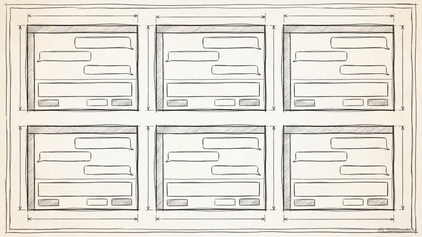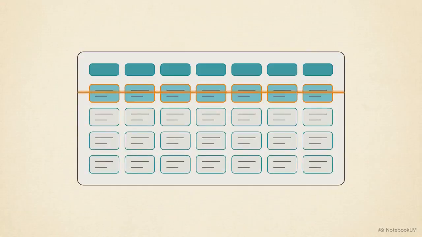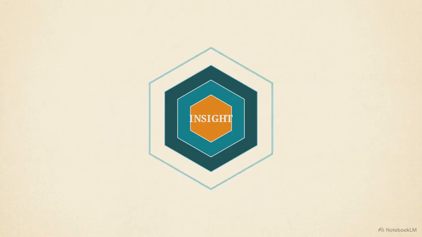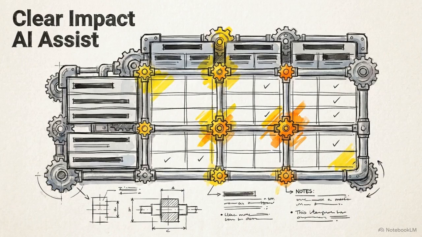Step 1 is choosing your engine. A common mistake is treating every AI platform as an identical all-purpose tool. If you need to process large numerical datasets, analyze performance trends, or extract insights from a spreadsheet, you want an analytical AI tool, like Clear Impact's AI Assist. These are optimized for heavy math and data extraction.